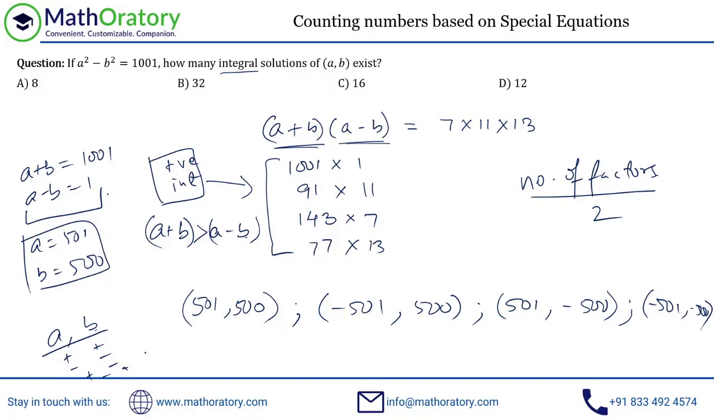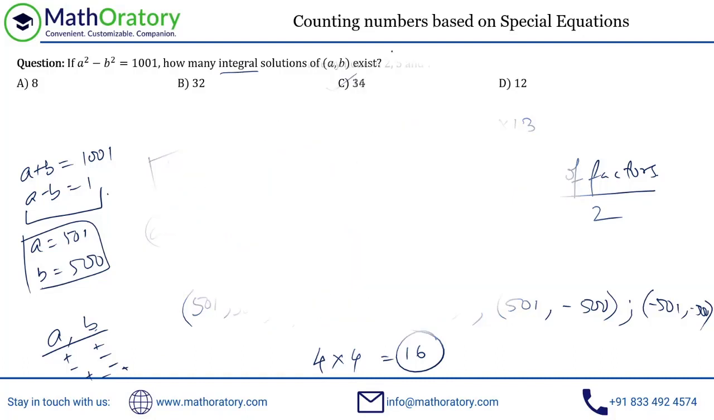So you'll have four possible solutions for each solution out here. So effectively for four of these solutions, you have 4 into 4, that is 16 possible solutions of this particular question. So the answer to this question should be option C.